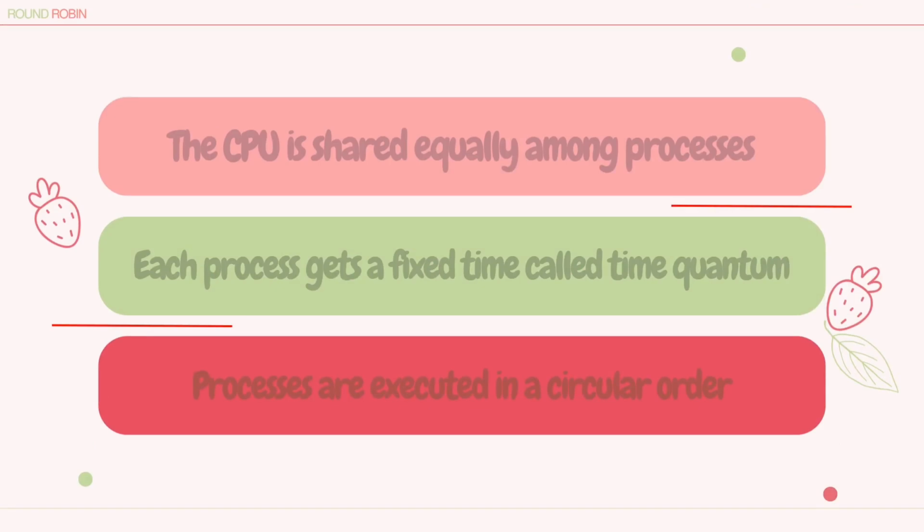The basic idea behind round robin is fairness. The CPU is shared equally among all processes. Each process is given a fixed amount of CPU time called the time quantum. The time quantum is the main difference of round-robin among all the CPU scheduling algorithms, and processes are executed in circular order.